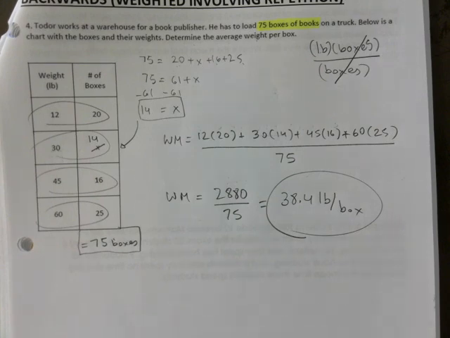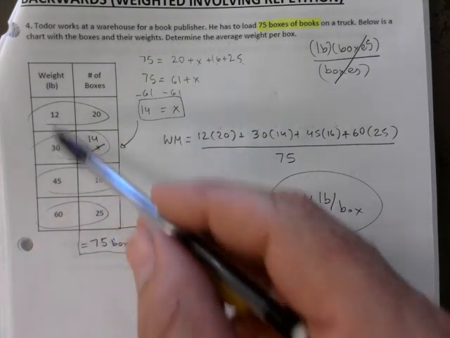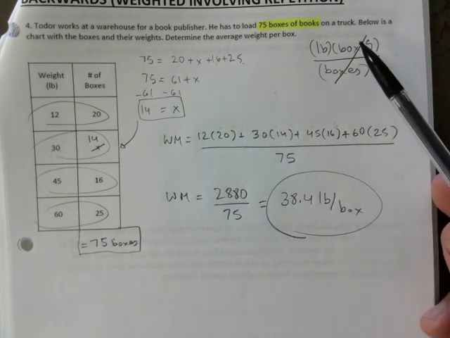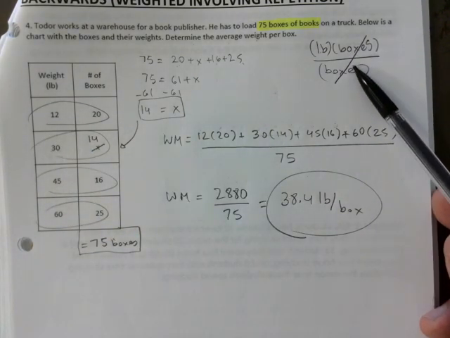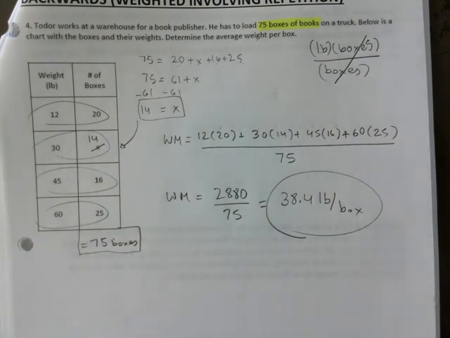If you had divided this by the weight, the combined weight, you would have actually found the boxes per pound, right? So it's slightly different. I'm going to stop this here.